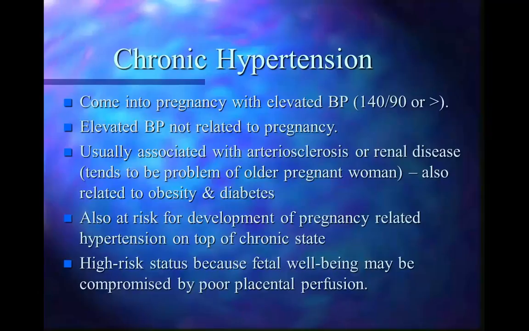It's usually associated with arteriosclerosis or renal disease, and this tends to be a problem of older pregnant women, but it's also related to obesity and diabetes. And they're also at risk for the development of hypertension related to the pregnancy on top of their chronic hypertensive state. This is a high-risk status because the fetal well-being may be compromised by this chronic hypertension by poor placental perfusion.